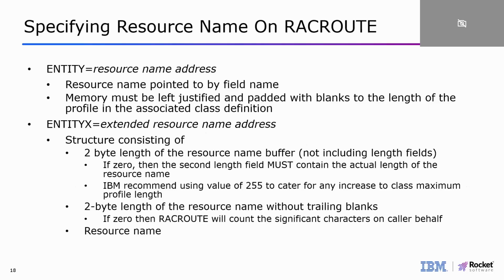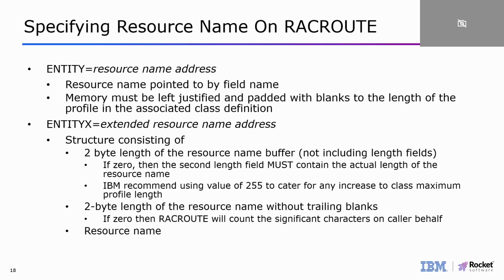So once we have that resource name, how do we give that to RACROUTE? Well, there's a couple of ways of doing it. The legacy way of doing it is just ENTITY= some sort of resource name address. It points to just a field in storage, and it's left justified and padded to the right with blanks to the length of the profile that the class expects. So each class has got a definition where it says how long its profiles must be. That's the simplest way of doing it.